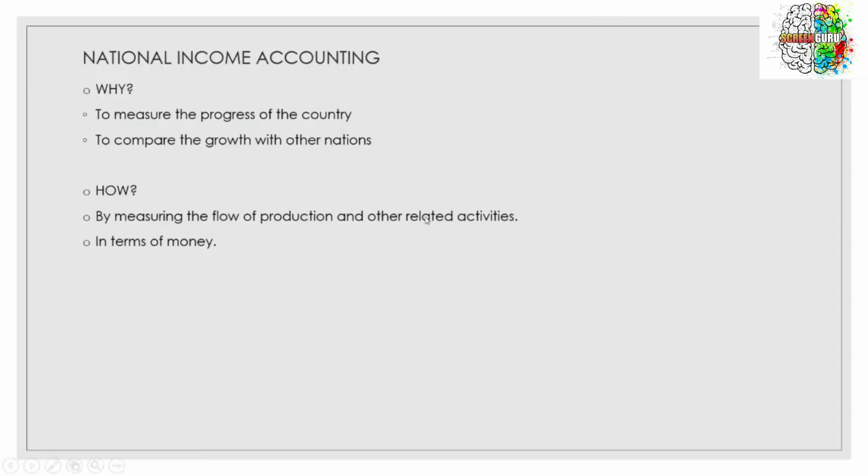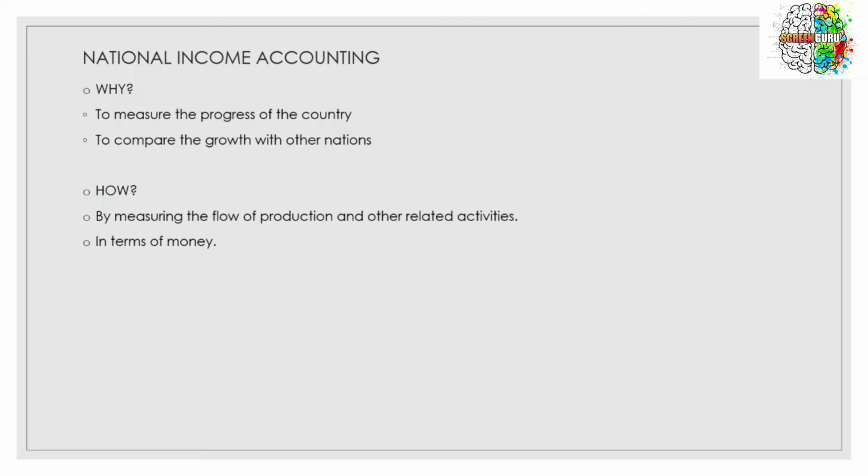So before that, I want you to answer one question: when can you call a country to be progressive? Can we call a country to be progressive if it has a lot of resources alone? If that is the case, then African nations should be the most progressive countries. They have abundant resources, but still they are not progressive. So a country can be progressive only when it is capable of utilizing the resources and making production out of the resources and then selling it and making a revenue. That makes a country progressive.